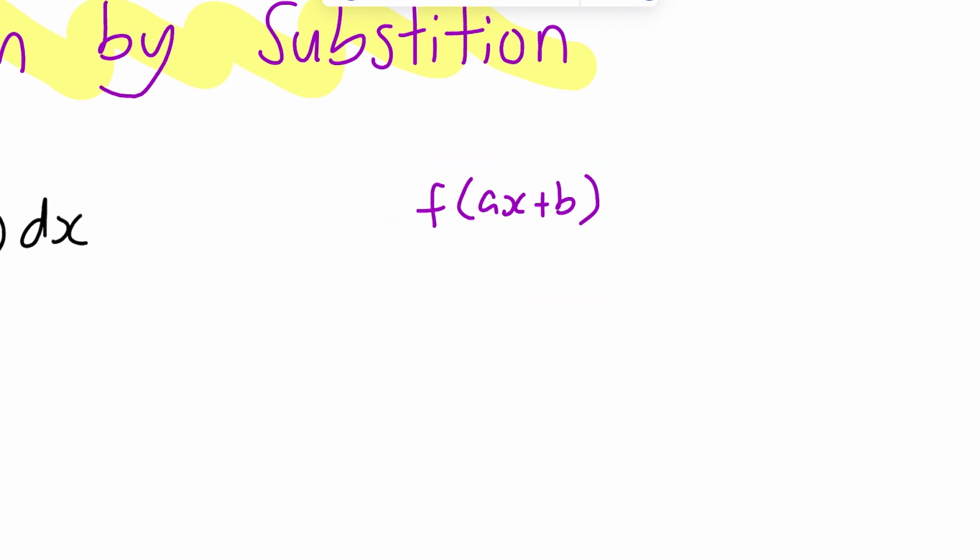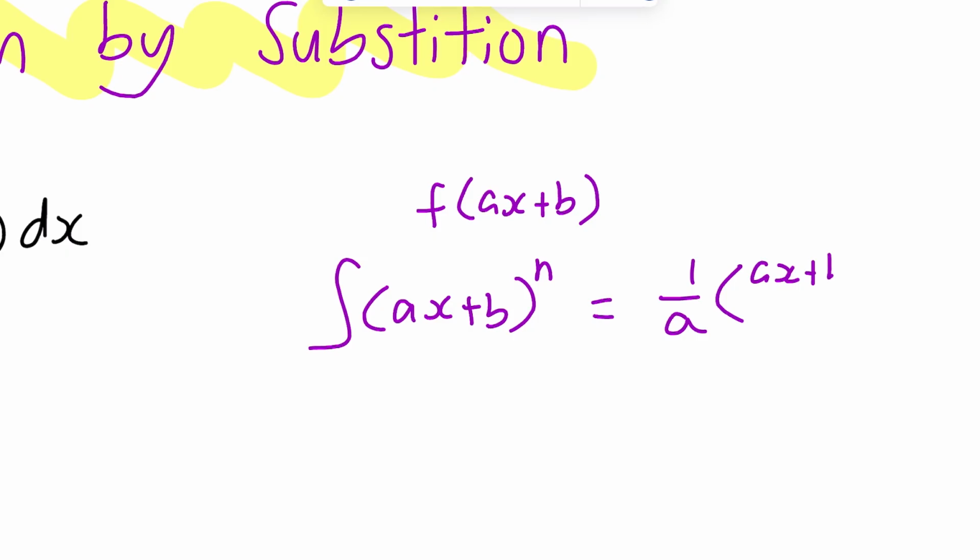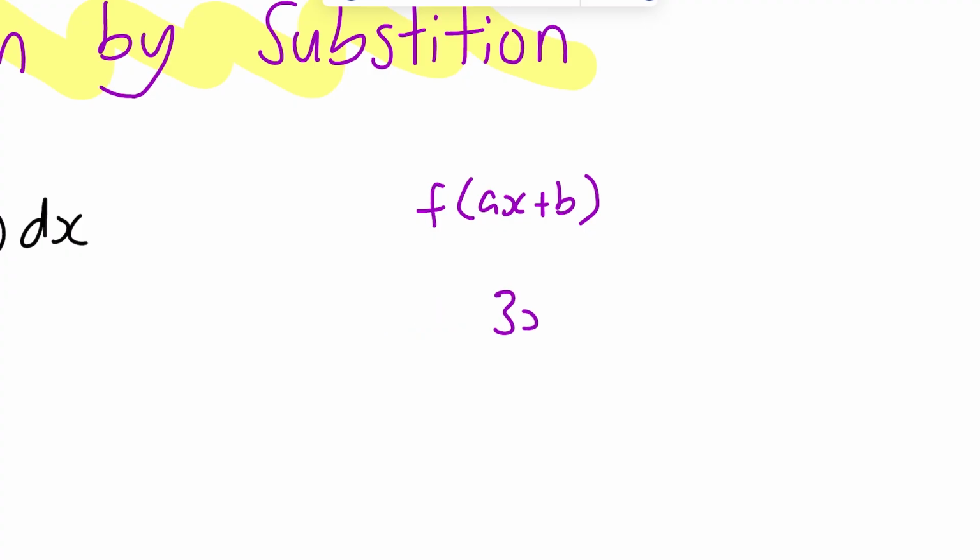Let's say we have a function ax plus b to the power of n. The integral of that is going to be 1 over a times ax plus b to the power of n plus 1, remember we have to add 1 to the power and then divide by that new power, plus c obviously. And that only applies if the function inside is a linear function, like 3x plus 1 or 2 over 5x plus 4 or something.